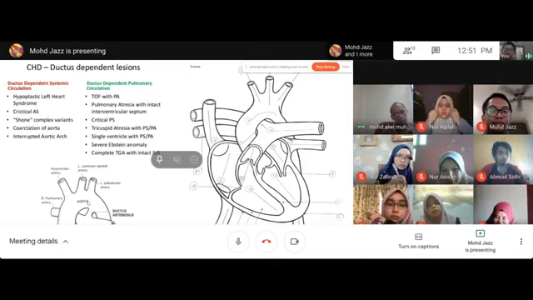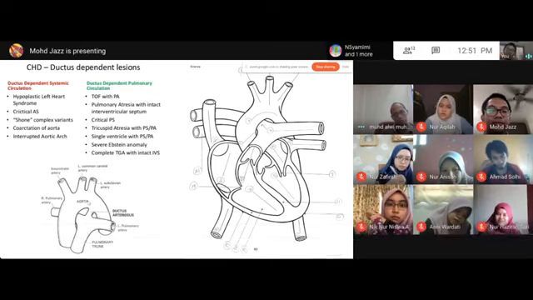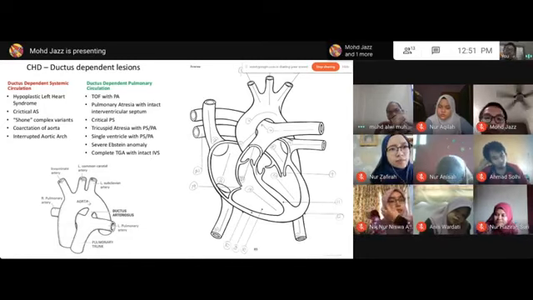So actually, it is called ductal dependent because there's a total obliteration of the aortic arch. Hence, the systemic circulation will totally depend on the PDA. Okay, and then we move on to the next one.